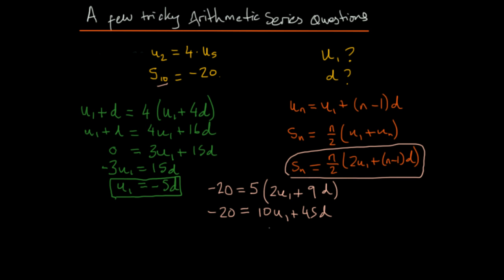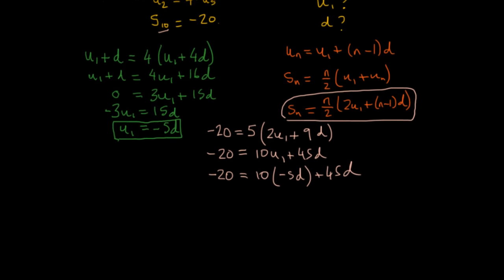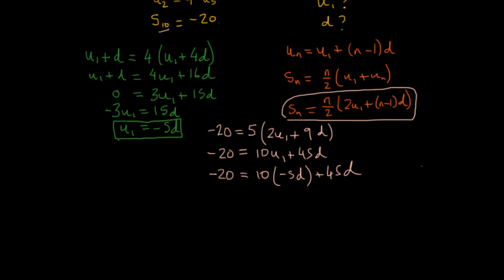And so now we have another equation with the two letters u1 and d. And what we can do is substitute u1 into there. So we write minus 20 is equal to 10 times u1, which is minus 5d, plus 45d. We go down a little bit. So this looks like it's only an equation in one variable, which is what we wanted. We should be able to now solve it.